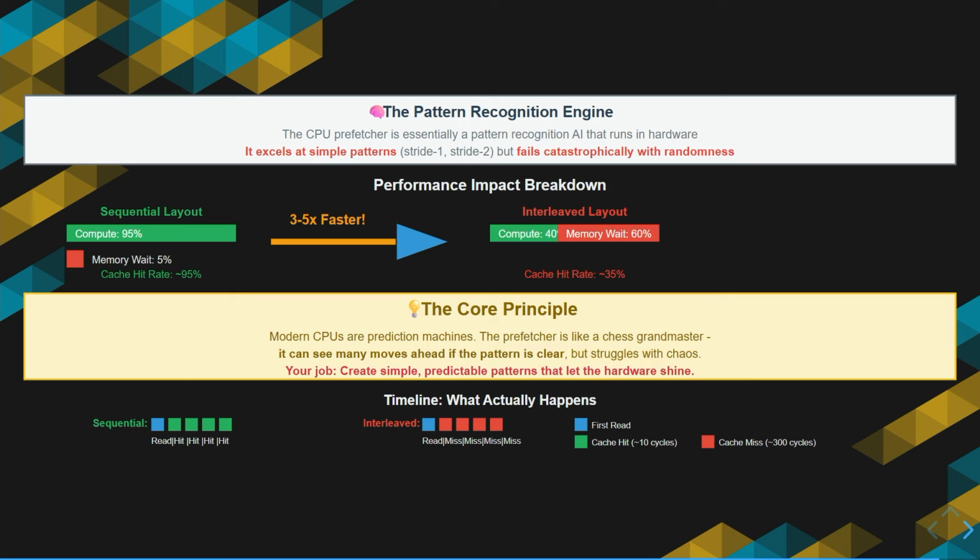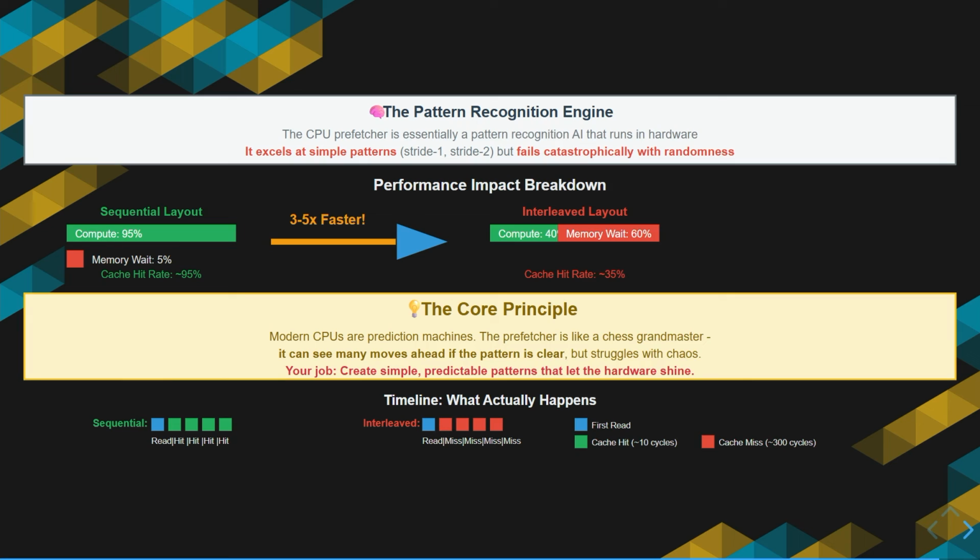So the core principle is this: the CPU prefetcher is essentially a pattern recognition engine that runs in hardware. It's like a chess grandmaster. It can see many moves ahead if the pattern is clear, but it struggles with chaos. Our job as performance engineers is to create simple, predictable patterns that let the hardware shine.